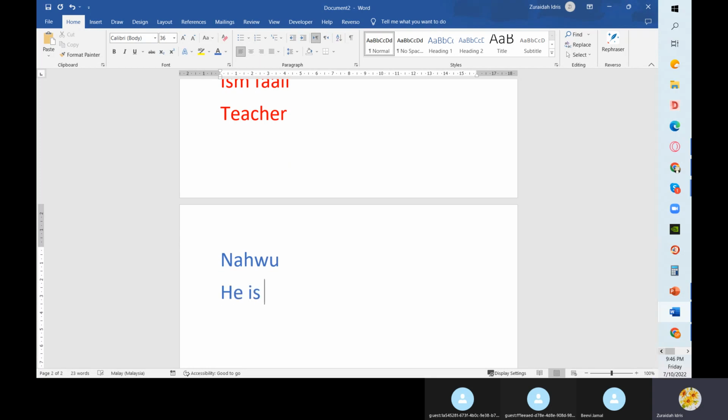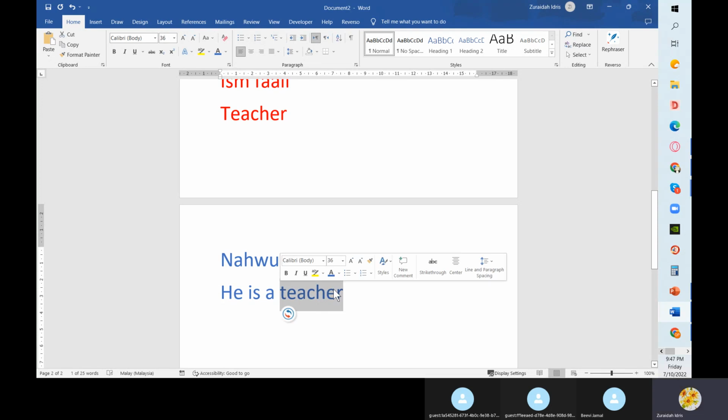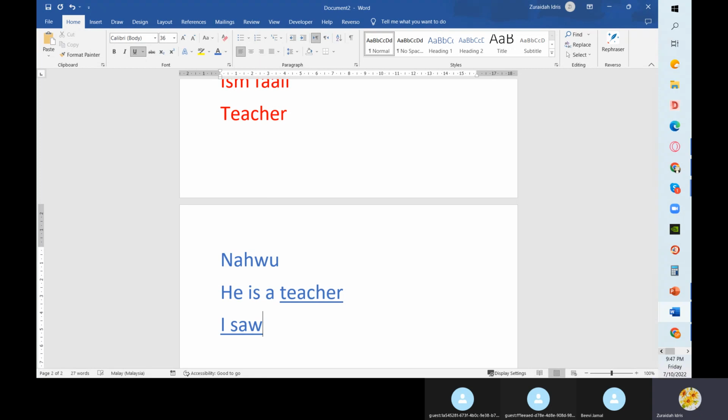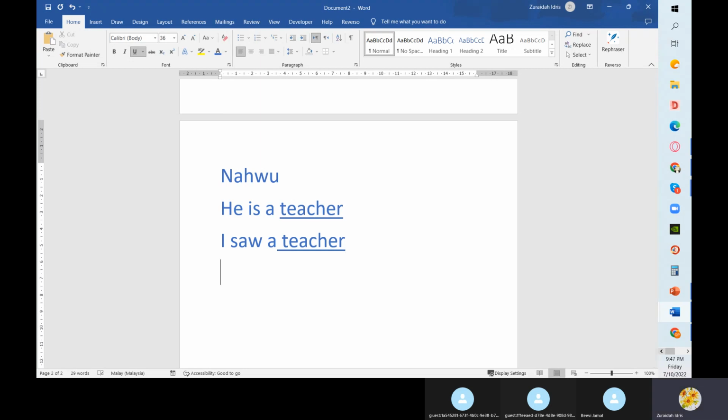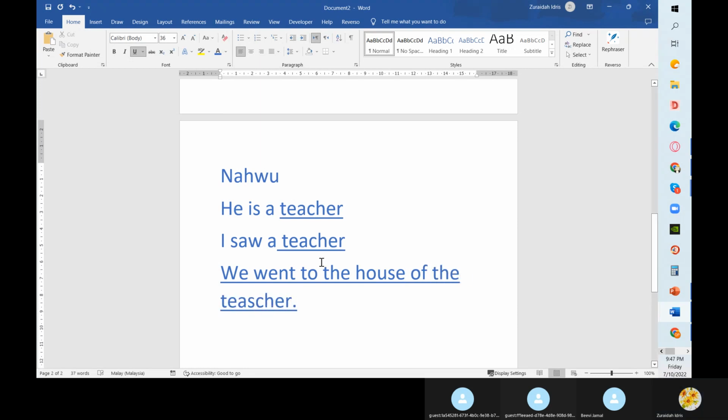So, for example, he is a teacher. Teacher here is mubtada. Or I saw a teacher. Teacher here now is maf'ul bihi. And then, we went to the house of the teacher. It's now the word after of, house of a teacher, for example. Okay.